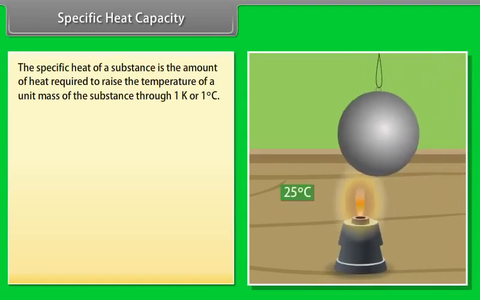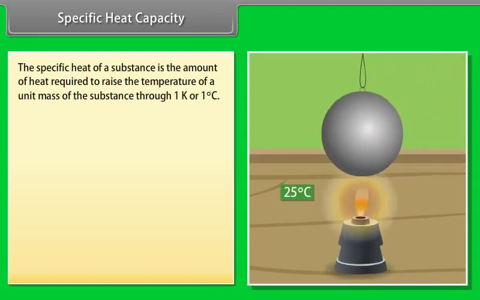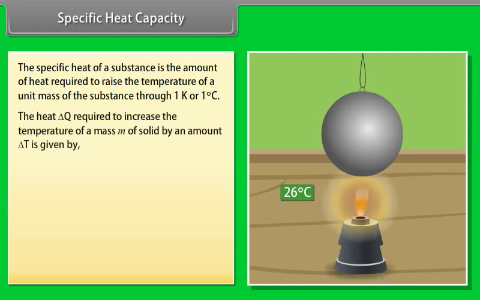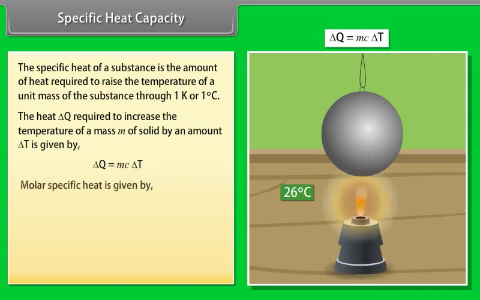Specific heat capacity. The specific heat of a substance is the amount of heat required to raise the temperature of a unit mass of the substance through 1 Kelvin or 1 degree Celsius. The heat delta Q required to increase the temperature of mass m of solid by an amount delta T is given by delta Q is equal to m c delta T. Molar specific heat is given by C is equal to 1 by n into dQ by dT.